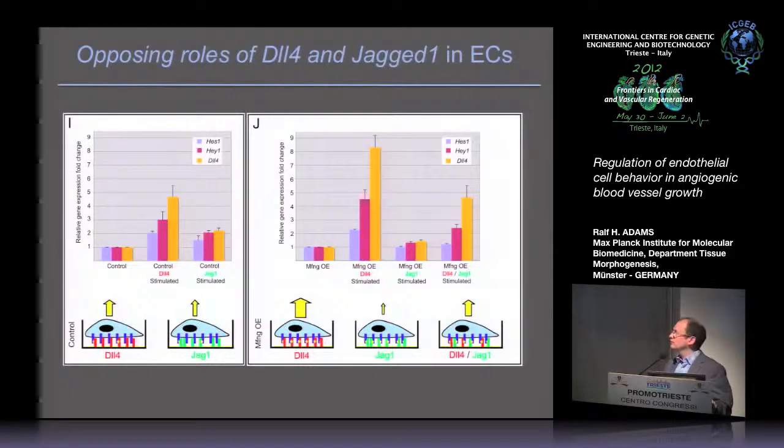And now what we did here in this experiment was to take the very same amounts of delta-like 4 and Jagged1 that we used in the individual experiments and combine them one-to-one. And what you could expect is that there's maybe just an additive effect, but instead, actually, what happens is that there's competition of delta-like 4 and Jagged1, and you get an intermediate response. So Jagged1 in this system can compete with delta-like 4 Notch interactions.